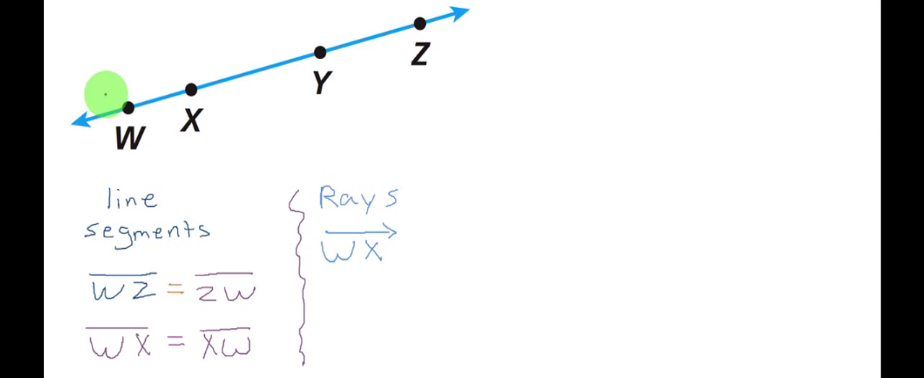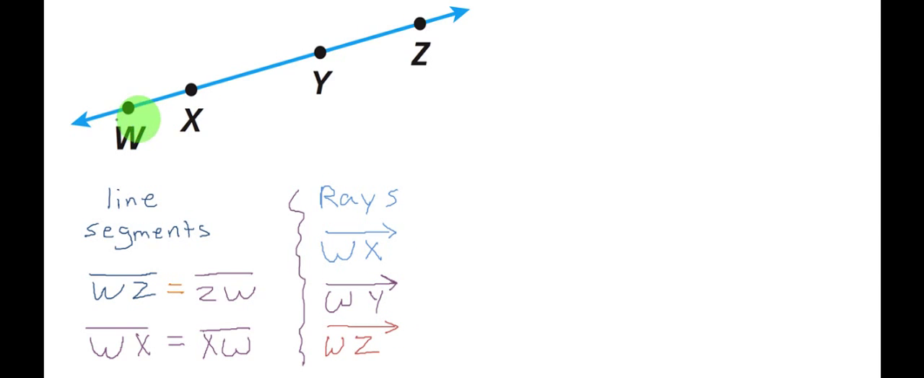Now a second ray would start at W and pass through, in this case, Y. So starting at W, passing through Y, and put a ray above them. Another ray could still start at W, but in this case, will pass through Z. So starting at W, passing through Z. Okay, so let's find another ray.